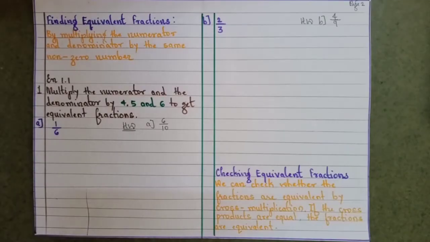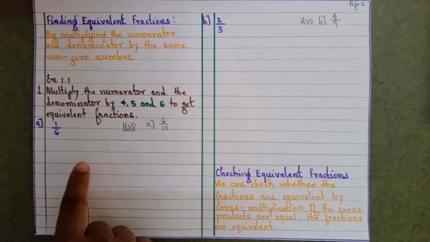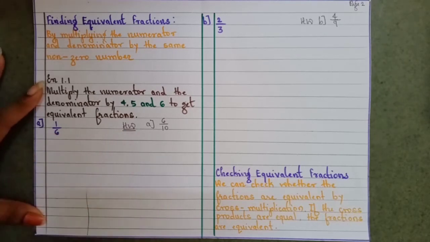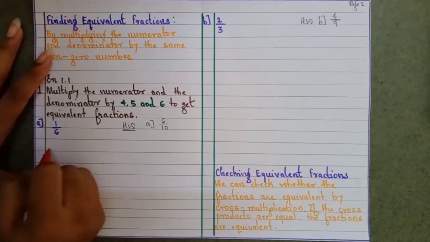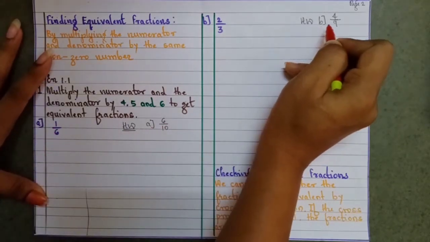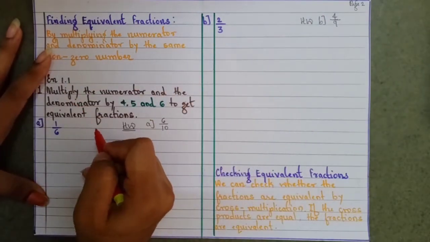Now let's learn about how to find the equivalent fractions by multiplication. How to find equivalent fractions by division, right now you have seen. So now we are going to see how to find equivalent fractions by multiplication. It's very simple. So just see here. Multiply the numerator and denominator by 4, 5 and 6 to get equivalent fractions. So we have the given fraction and we need to find equivalent fractions for the same. So we have here first example and here is a homework. In the previous page also there was a homework, so that you have to do in your HW book.